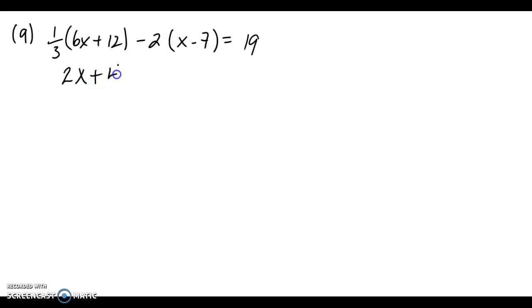All right, number 9. I have 1/3 times 6x plus 12 minus 2 times x minus 7 equals 19. Okay, so I'm going to distribute. 1/3 times 6x gives me 2x. 1/3 of 12 gives me 4. Distribute the negative 2 to the next set. Combining like terms, 2x minus 2x, they cancel each other out. So I get 18 is equal to 19.